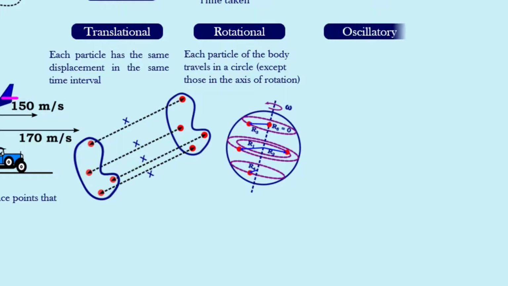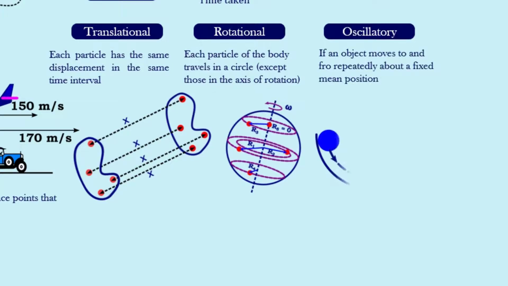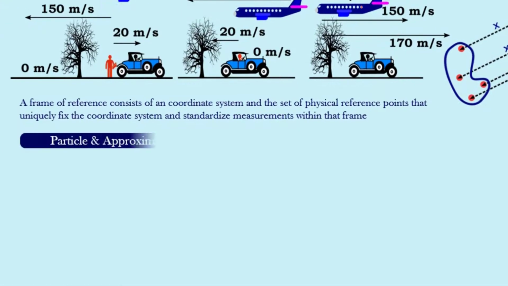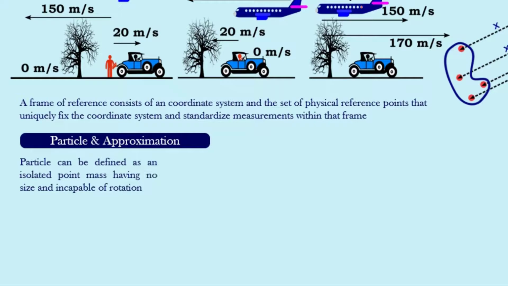A body is said to have an oscillatory motion if it moves to and fro repeatedly about a fixed point called mean position. To avoid the complexity in describing the rest and motion, we often use the term particle or point object. A particle is defined as an isolated point mass having no size and incapable of rotation. By no size, we want to make sure a point object remains dimensionless.